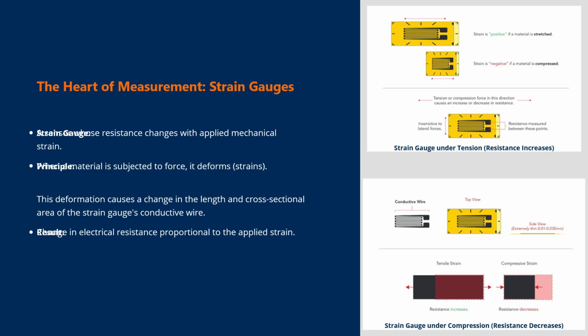When the strain gauge stretches, its length increases. Its cross-sectional area decreases. As a result, the electrical resistance increases. When the strain gauge compresses, its length decreases. Its cross-sectional area increases. This results in a decrease in electrical resistance. These resistance changes are extremely small, so they require special circuits for accurate measurement.